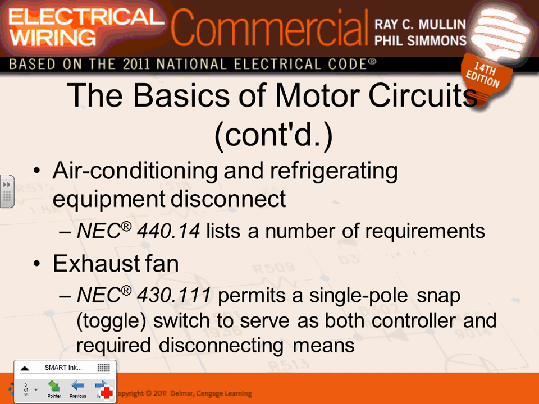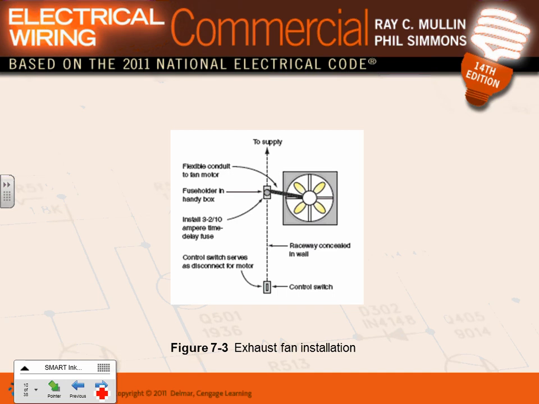Some exception, I have a nice picture to show you about the exception. Air conditioning also needs a disconnect, guys, within sight of the equipment. Exhaust fans, single pole snap switches for fractional horsepower are approved as a controller and as a disconnect, like a bathroom fan is a good example of that one. Only fractional horsepower motors. We can't do that on a 50 horsepower. Here's a good example. Here's a fan, and you're using this switch. This switch is actually used both as a controller and as a disconnect.